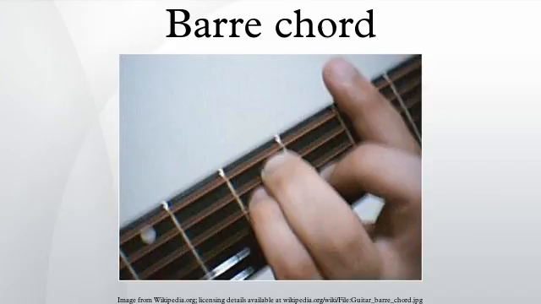The barred A becomes B-flat, B, C, C-sharp, D, D-sharp, E, F, F-sharp, G, G-sharp, and at the 12th fret, it is A again. Guitar tablature of an open A chord and an A-shaped D bar chord. Often the highest note in a double bar chord is left out.